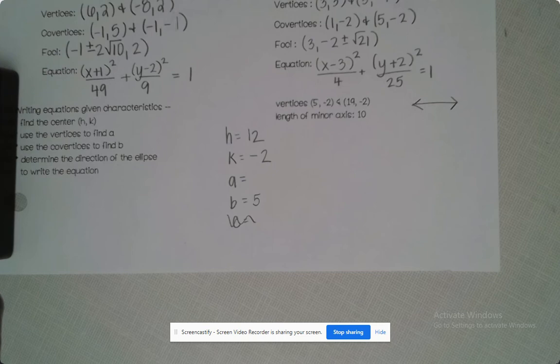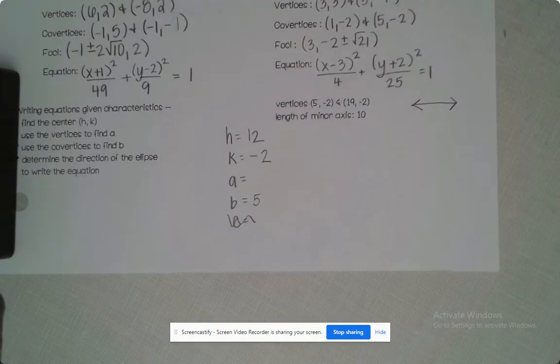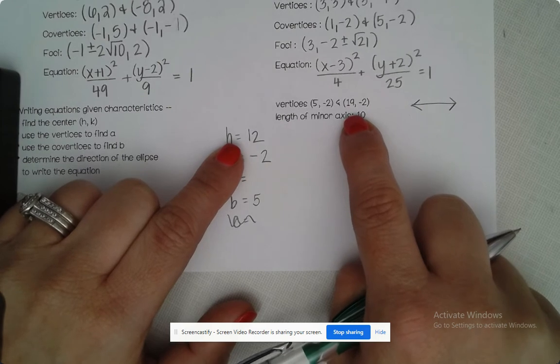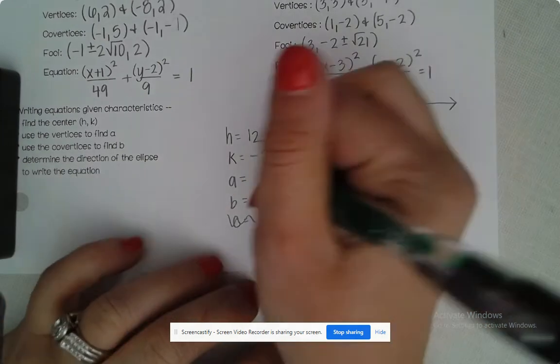Your A value is your distance from your, what does it say up at the top? Center to the what? Vertice. Well, if my center is at 12, negative 2, and my vertice is at 19, negative 2, how many boxes did I go over? 7.